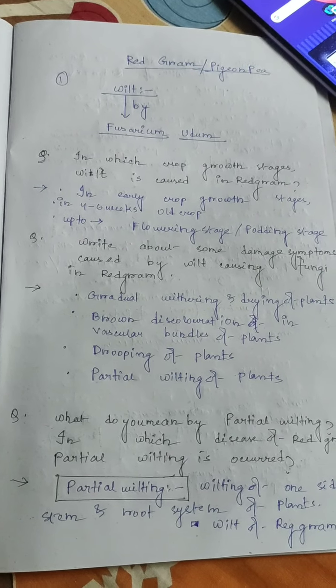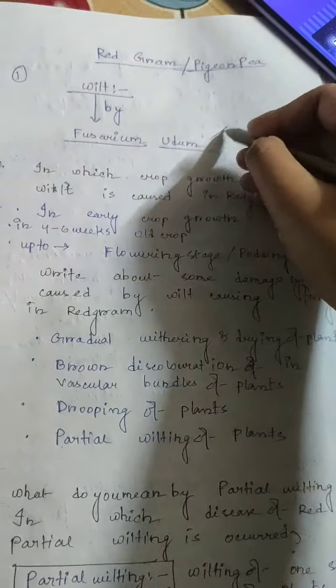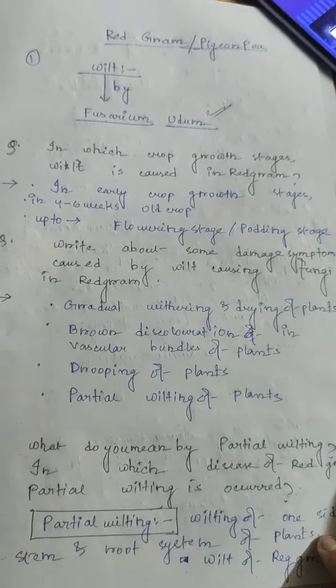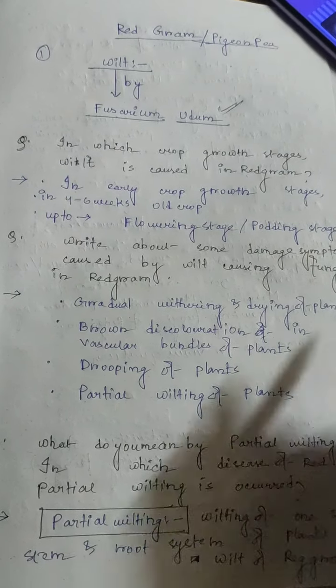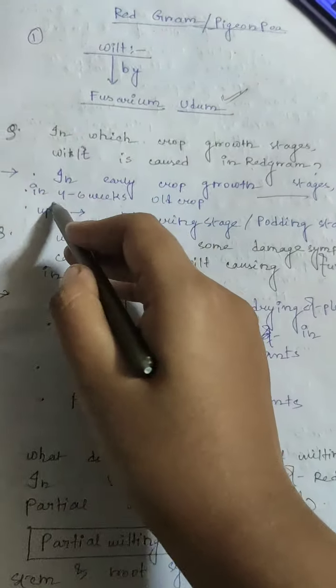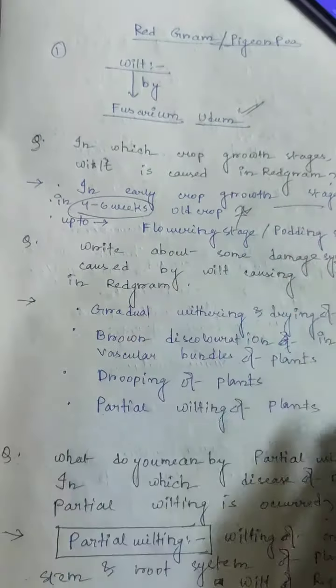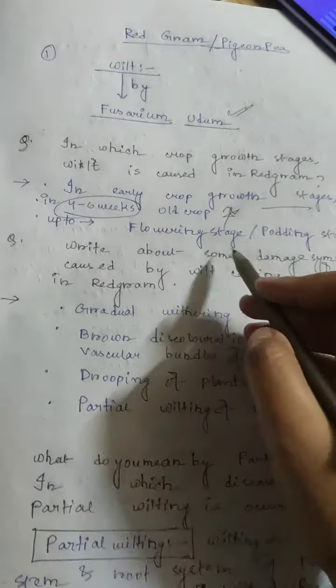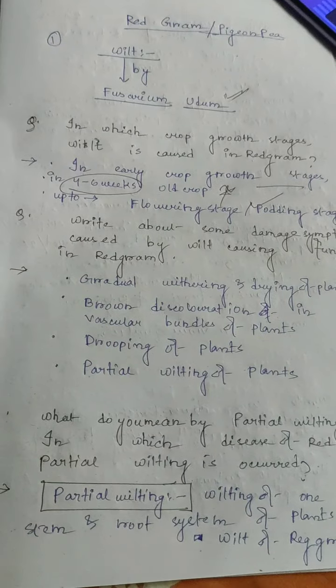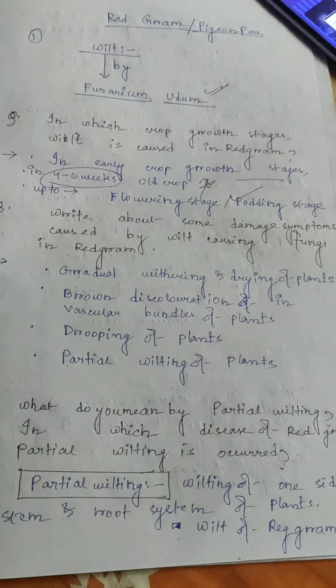Diseases of red gram or PGNP. First disease is wilt. Wilt is caused by Fusarium udum. In which crop growth stages is wilt caused in red gram? In early crop growth stages, in 4 to 6 weeks old crop, wilt is caused in red gram or PGNP, from the initial stage up to the flowering or podding stage.